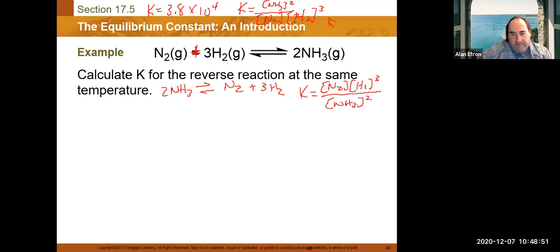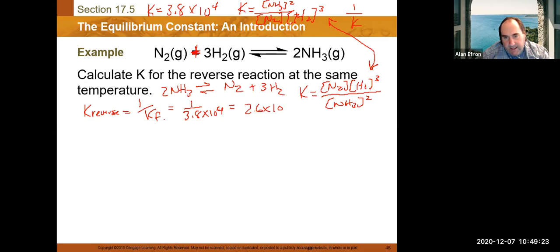And the relationship between both of these is that it is basically 1 over the K value. It's the inverse of the K value, which means since we already have the number, we can find the K of the reverse reaction, which will equal 1 over the K of the forward direction. That would give us 1 over 3.8 times 10 to the 4. And that will get us something like 2.6 times 10 to the minus 5, I believe, in this particular case.